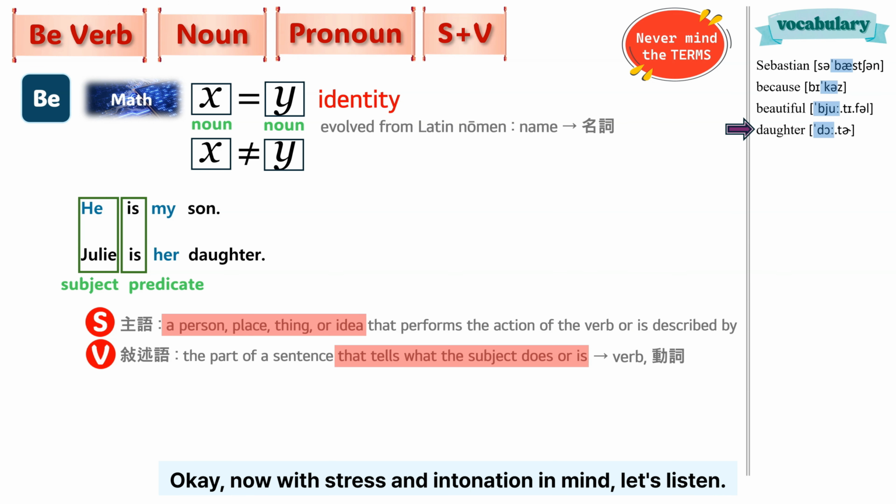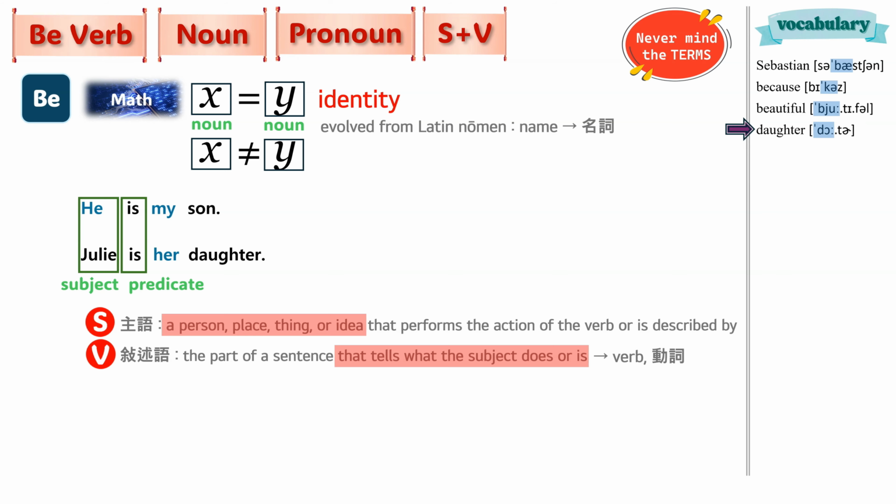Okay, now with stress and intonation in mind, let's listen. He is my son. Julie is her daughter.